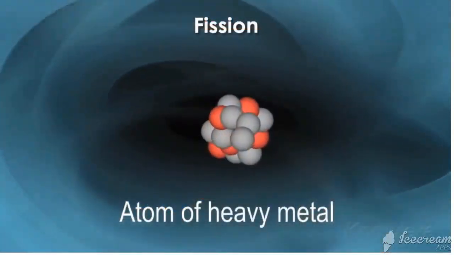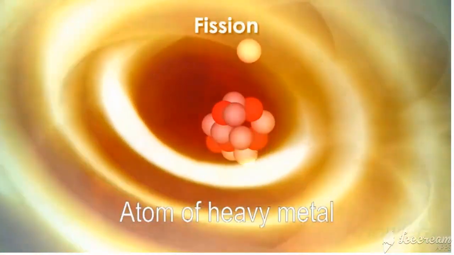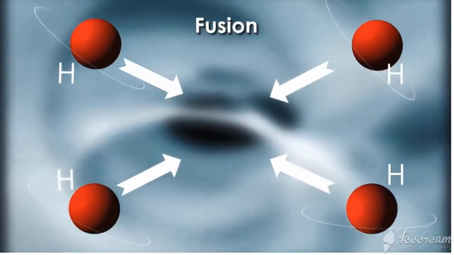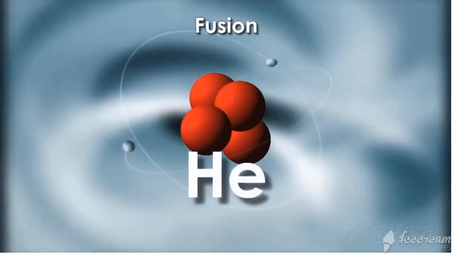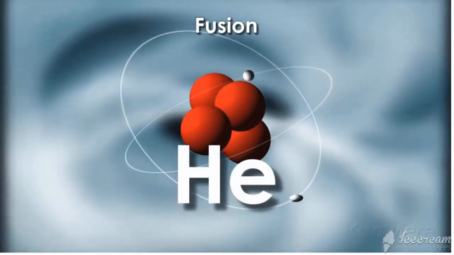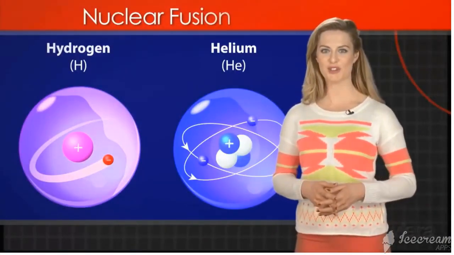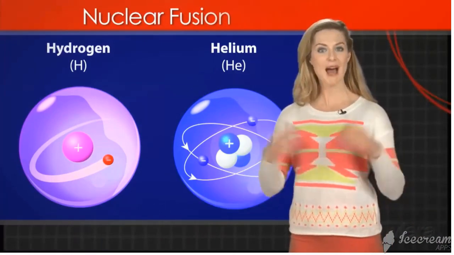During fission, the nuclei of atoms are split apart to release energy. With fusion, the nuclei of atoms are joined or fused together to make a new, heavier nucleus. During this process, a great deal of energy is released. The simplest and most common fusion reaction is the formation of helium from hydrogen.